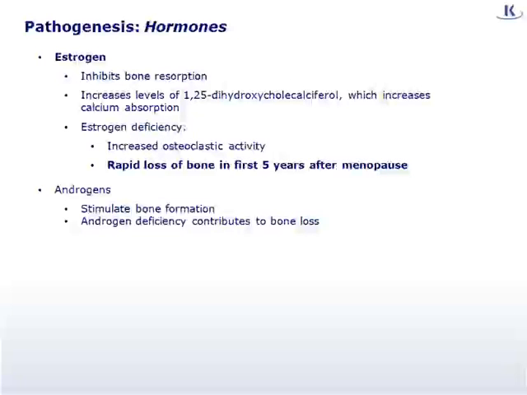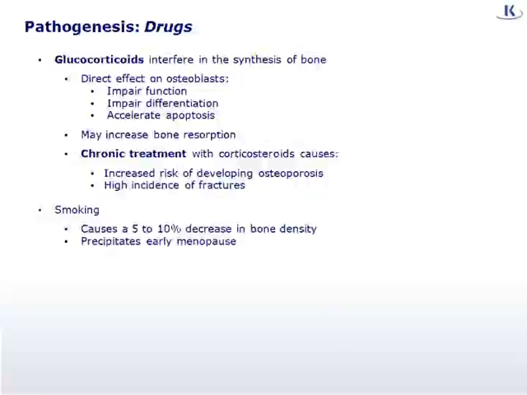Androgens stimulate bone formation. Androgen deficiency occurs in both genders following normal aging and is thought to contribute to bone loss. In contrast, glucocorticoids affect the synthesis of bone by directly impairing the function and differentiation of osteoblasts, as well as accelerating their apoptosis. Glucocorticoids may also cause increased bone resorption due to their effects on the concentration of various hormones, including sex steroids. For this reason, people undergoing chronic treatment with corticosteroids are at risk for developing osteoporosis and have a high incidence of fractures. Smoking is known to cause a 5 to 10% decrease in bone density in both men and women, and has been shown to precipitate early menopause.